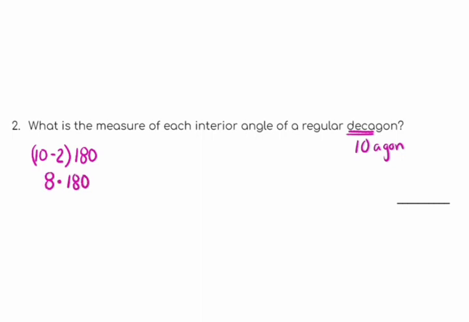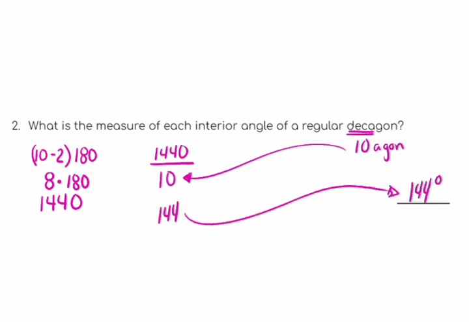That'd be 8 times 180, which is 1,440. We then remember that we have 10 sides, so we're going to take the 1,440 and divide it by 10. So 144 degrees is the measure of each interior angle of a regular decagon.